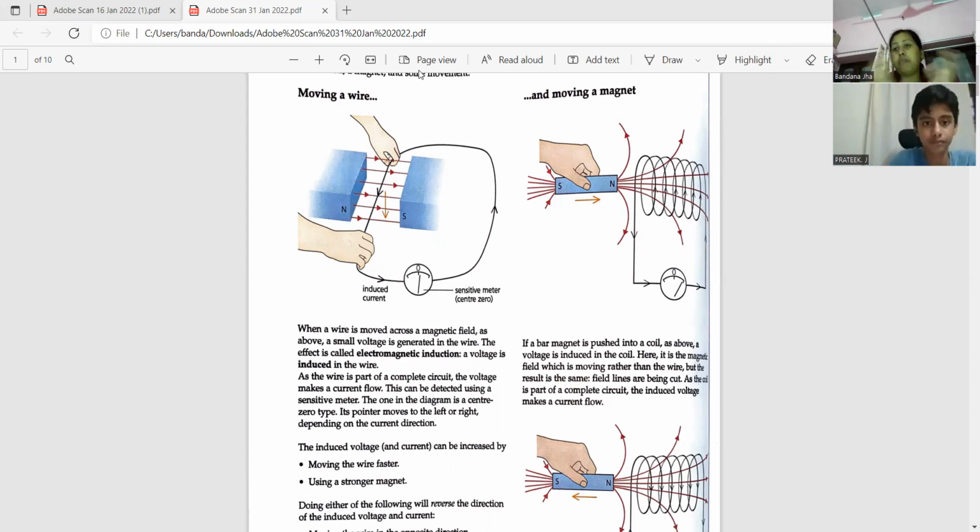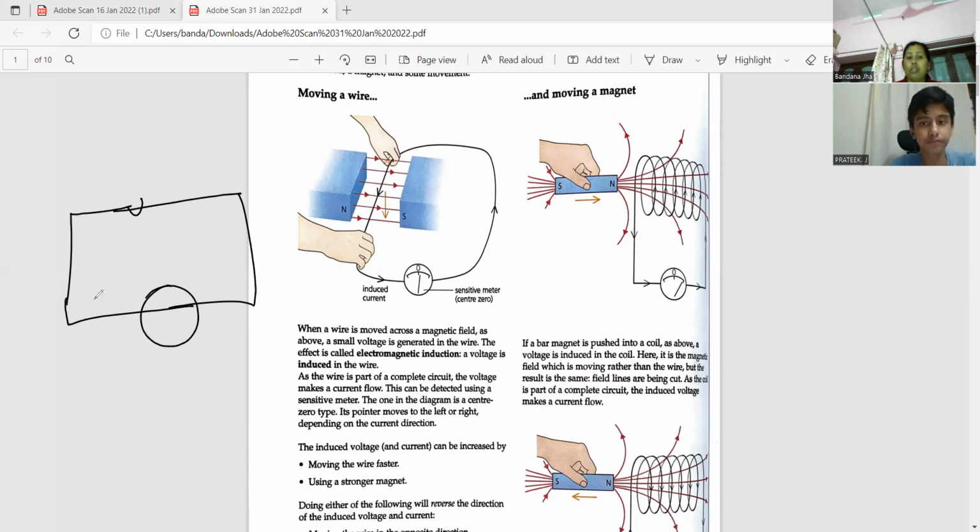The galvanometer shows just the deflection of the current, where the current is going. If the current is going from this direction to this direction, then the galvanometer will deflect here. Wait a minute, I'm showing you in the diagram. The galvanometer doesn't tell us how much current is flowing in the circuit. It just tells us in which direction my current is going. If the current is flowing from here to here, the galvanometer pointer will be deflected in this way, because current is flowing from this side to this side. So the galvanometer shows us just the direction of the current, not the value of the current.